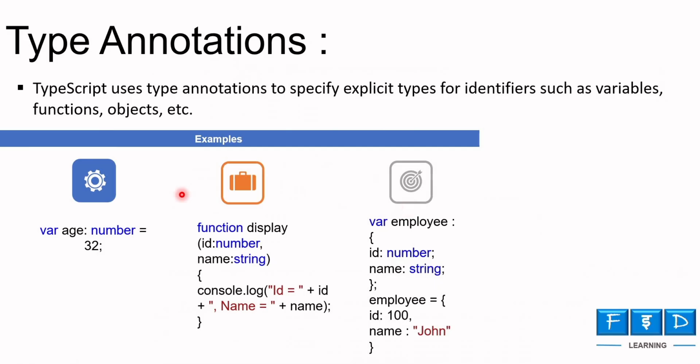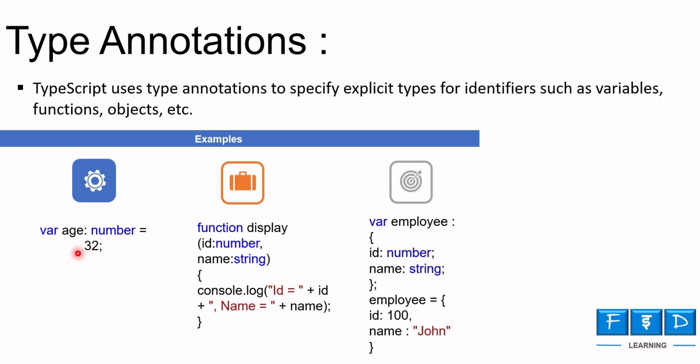Okay, so coming back to type annotation. Type annotations are used to enforce type checking. It is not mandatory in TypeScript to use type annotations. However, type annotations help the compiler in checking types and help avoid errors dealing with data types. Here we can understand type annotation with these 3 examples. One is a simple variable, second is with a function, and third is with an object.